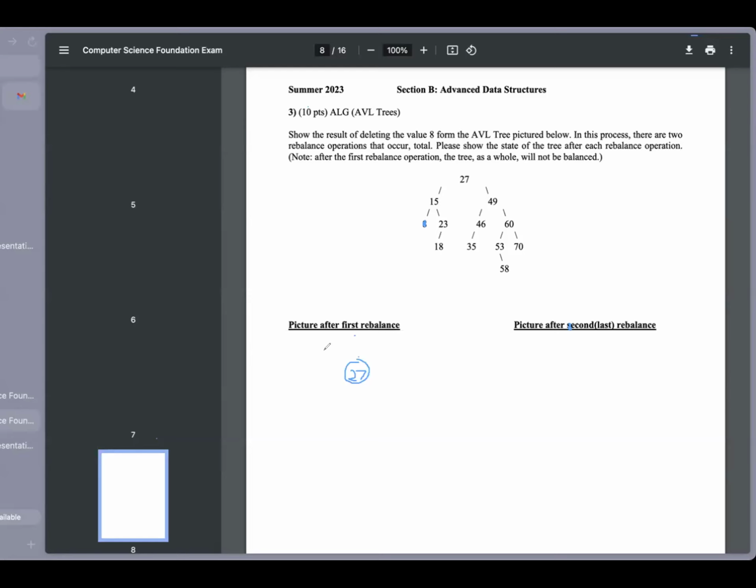Yep. That left subtree of 27 is going to be 18, 15, 23. Yep. Okay. So it is going to be the same subtree, just the difference is 18, 15, 23.